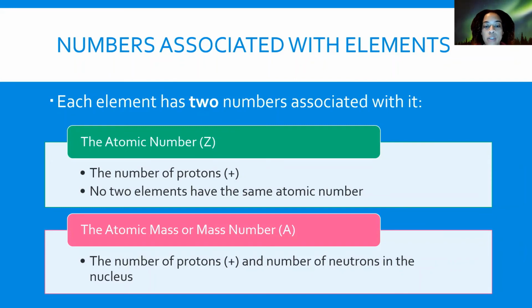The atomic mass, or the mass number, is sometimes symbolized by the letter A. This equals the number of protons and the number of neutrons in the nucleus. We're going to use these numbers and talk a little bit more about atoms and how we can calculate the number of protons, neutrons, and electrons.